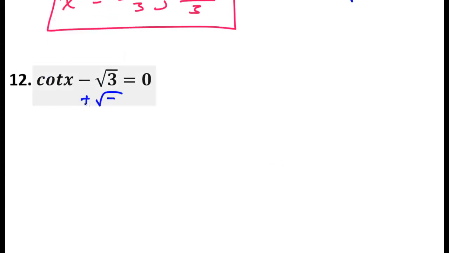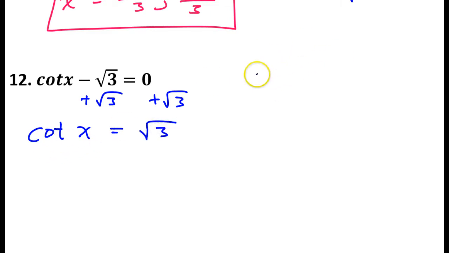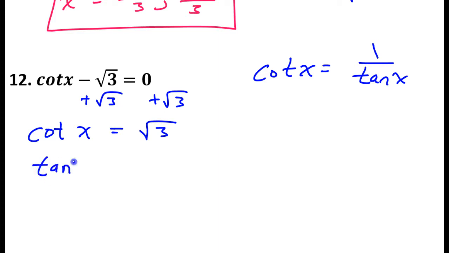So let's add radical 3 to both sides. So that'll give me cotangent x is equal to radical 3. Now, of course, cotangent is the reciprocal of tangent. So if I do the reciprocal of both sides, the reciprocal of cotangent is tangent, and the reciprocal of radical 3 is just 1 over radical 3. So the question is, tangent of what angle is 1 over radical 3?